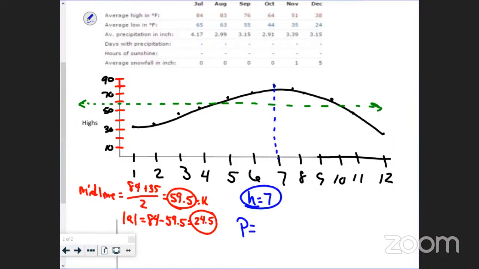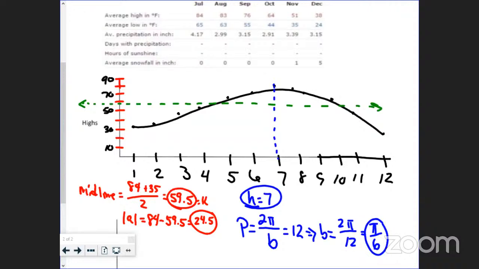Period. The period is always 2 pi divided by b. We know that. What is the period on this? 12 months. It's 12 months. So how do we find b? B is equal to what? 2 pi divided by the period of 12, which is what? Pi over.